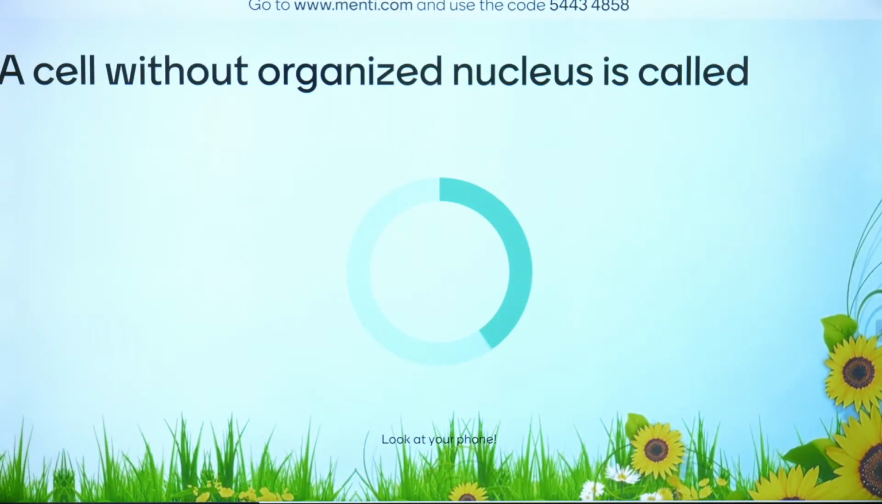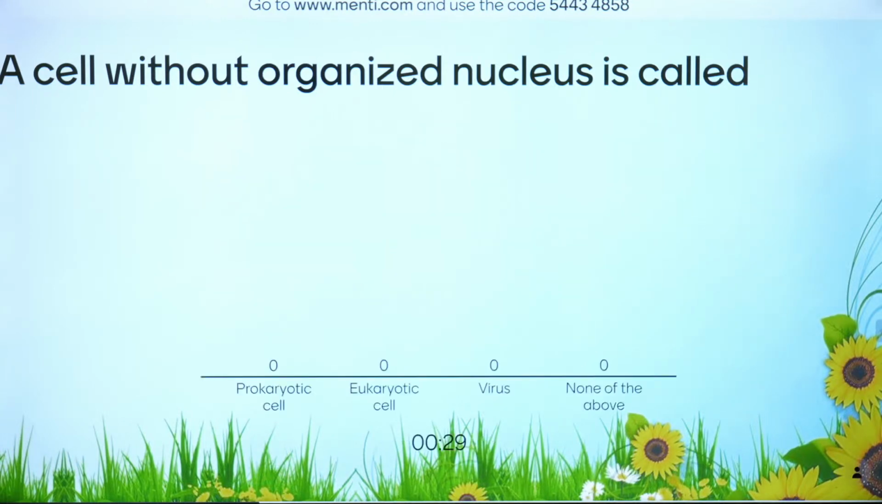Lollipop question. A cell without organized nucleus is called a dash. Yes, guys, I forgot. Every question we were associating with a food. So, what is a cell without a nucleus called? Without a well-defined nucleus? Prokaryotic, eukaryotic, virus, or none of the above. जिसका example है bacteria and cyanobacteria.